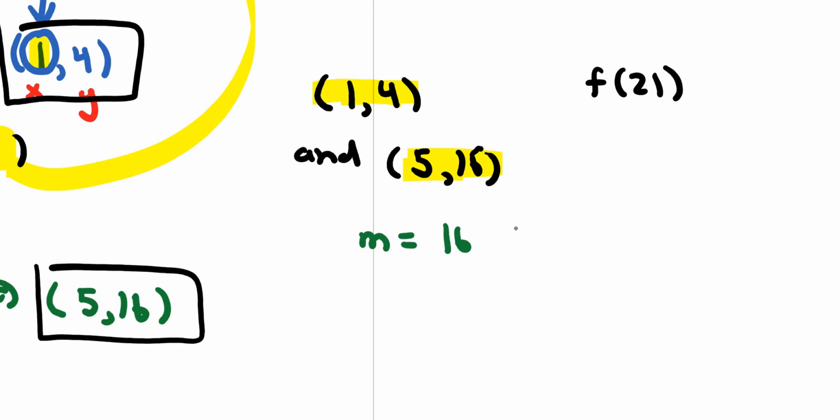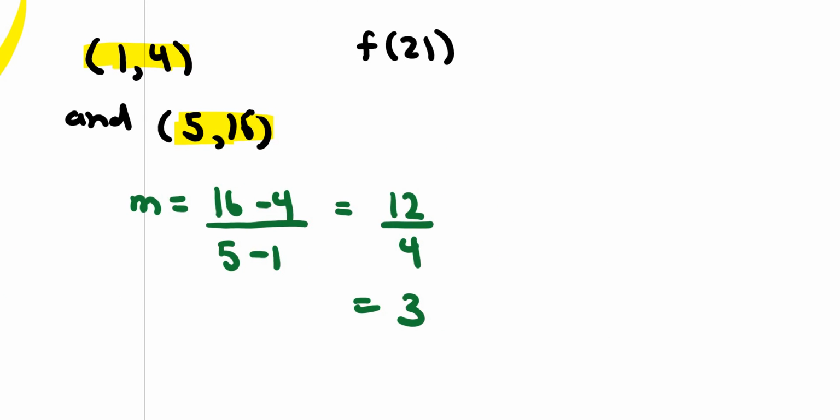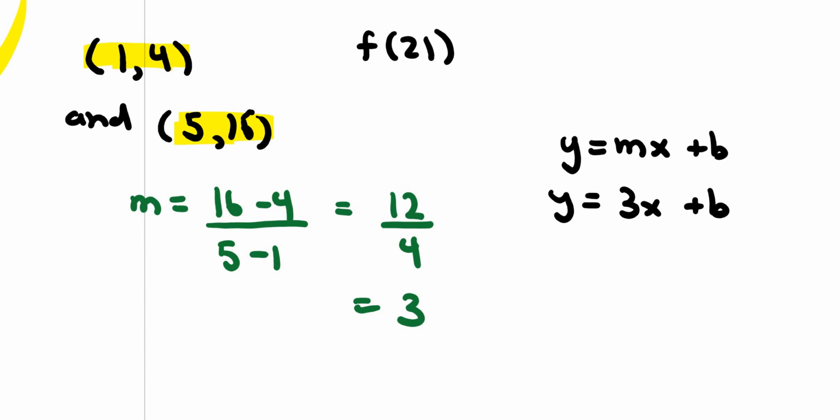So that'll be 16 minus 4 all over 5 minus 1. And 16 minus 4 is going to be 12, and 5 minus 1 is going to be 4. 12 divided by 4 is going to be 3. Okay, so if I go ahead and write my y equals mx plus b, this is y equals 3x plus b. And then I can use the point 1 comma 4.